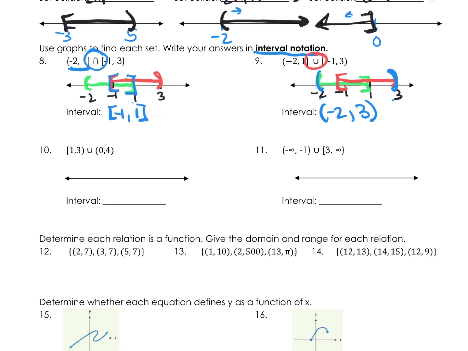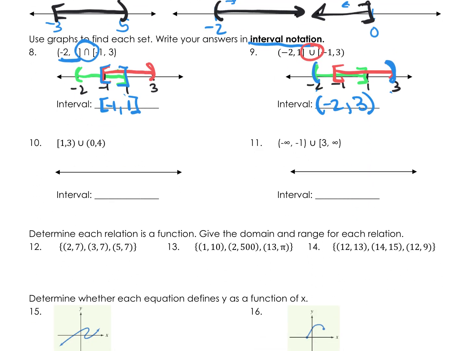Do a few more here. So we'll graph this one. We have 1, 0, and 3, and 4 on this number line. So first we'll graph the first set, 1 to 3. Then we'll graph the second set, 0 to 4. And now we're looking for a union, so anything that either set touches. So that's everything from 0 all the way to 4. Again, we're writing it in interval notation. So from 0 to 4, putting parentheses because there's parentheses on 0 and 4.